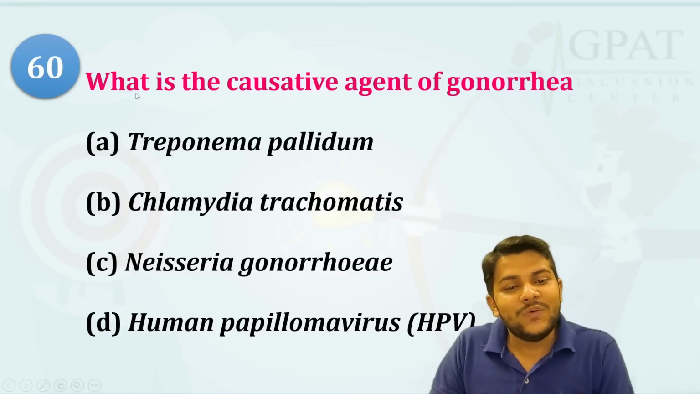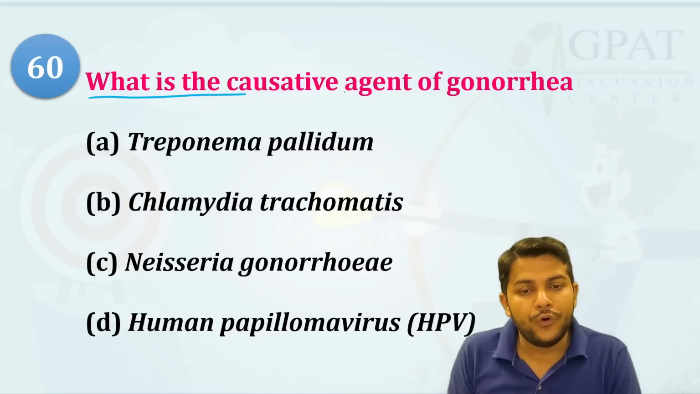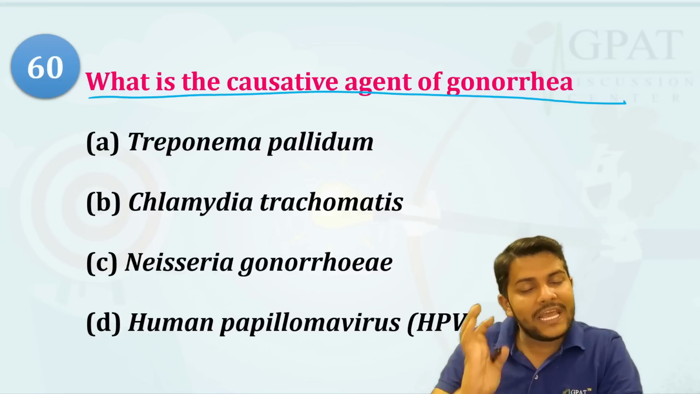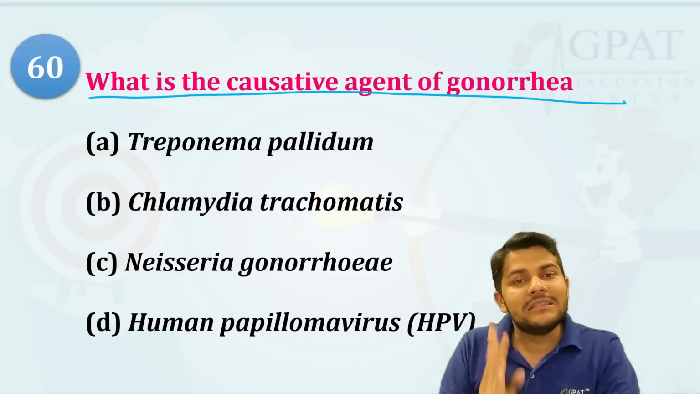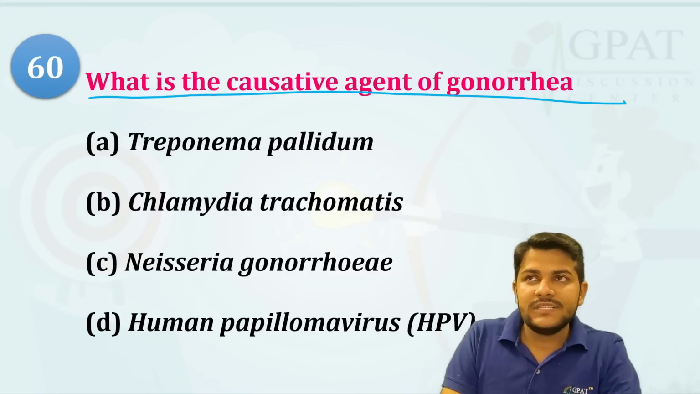Next, you have to tell us which is the causative agent of gonorrhea. So students, you just have to read the question, then take a pause of 2 to 5 seconds, then think about what exactly the examiner is asking. So, the causative agent of gonorrhea.